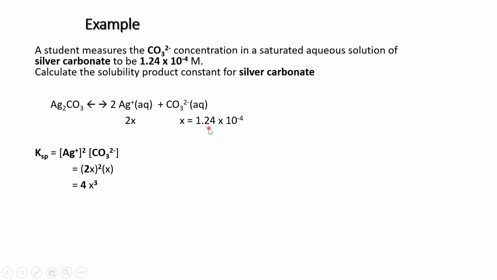So 1.24 e negative 4 raised to the third power, times 4. Plug it in the calculator and make sure you know the order of operation for these kinds of calculations. Square comes before multiply.